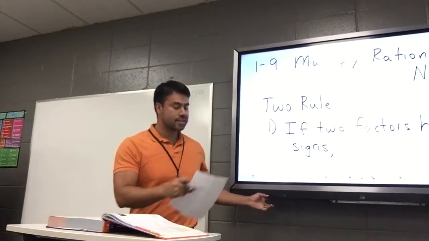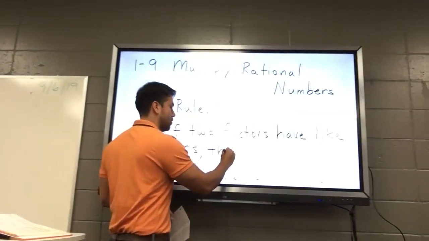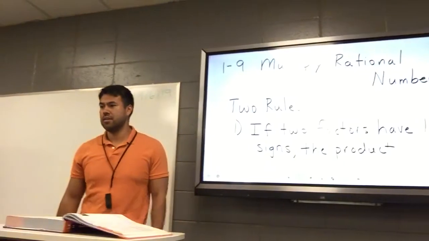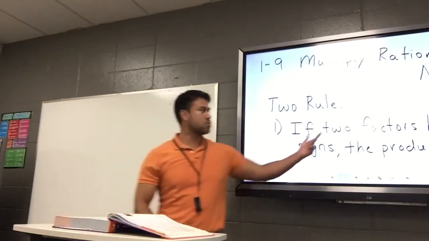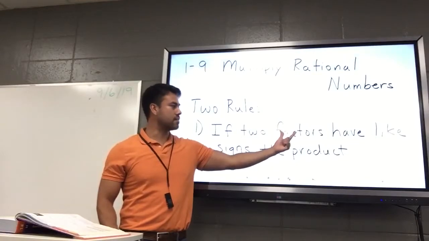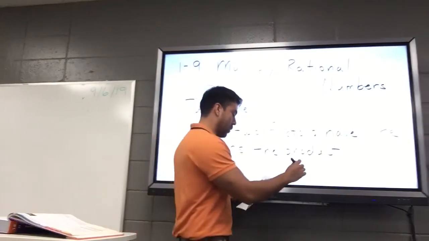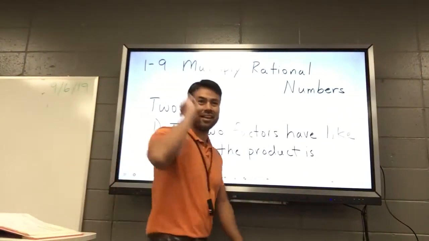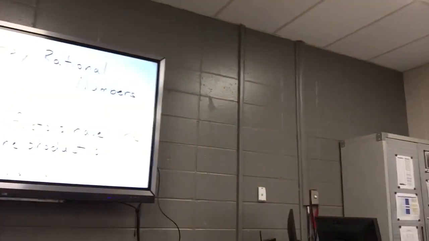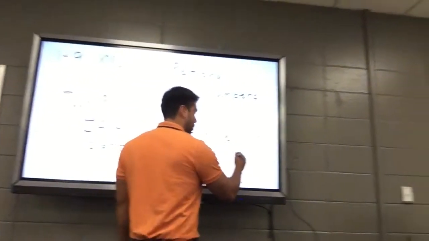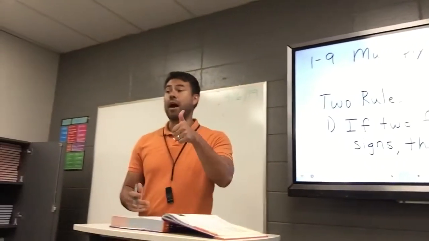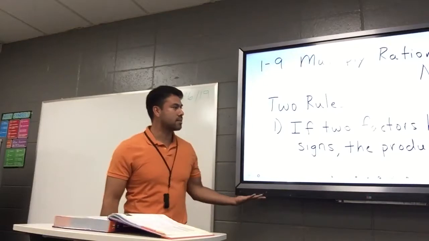Good. If they have like signs, the product, what's product talking about? Yes, Carly? It's referring to the answer for multiplication. So if two numbers are being multiplied, two positives or two negatives, then their product, their answer is going to be, anyone know? Aiden? Okay, it could be even or odd, but here's the key word. Positive. If two factors have like signs, the product is going to be positive.